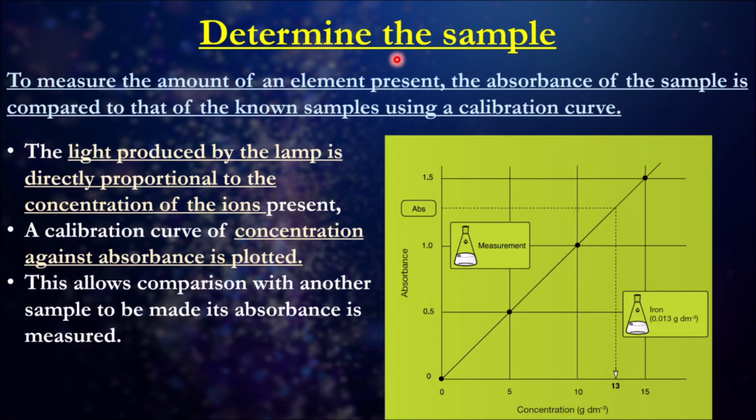Right, when it comes to determining the sample, again, we can plot an absorbance to concentration graph. Same thing as before. The increase in concentration, as we said, would be directly proportional to an increase in absorbance. What we need to do is, with a sample of known concentration, make measurements as a reference, and then for an unknown solution, measure the absorbance and interpolate to work out the concentration of that unknown solution.